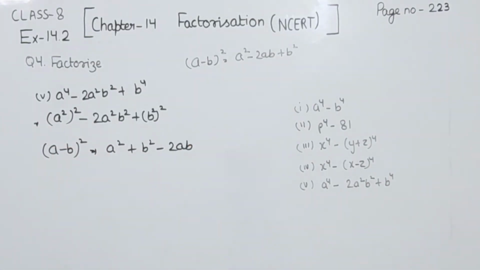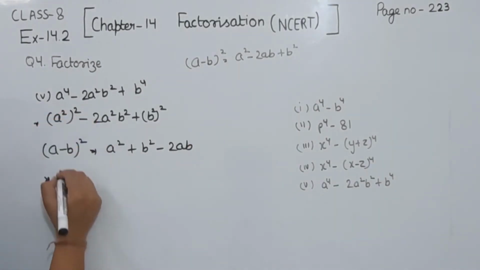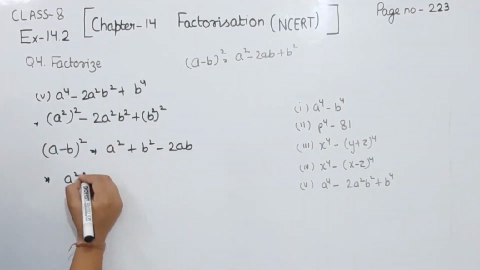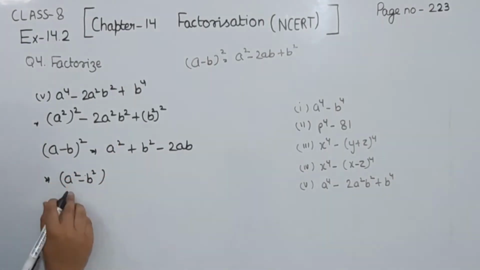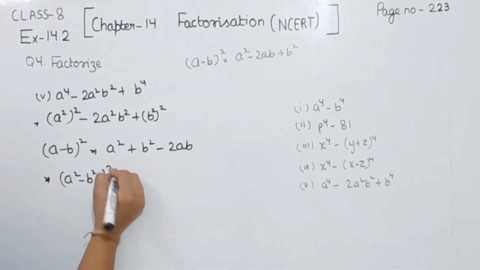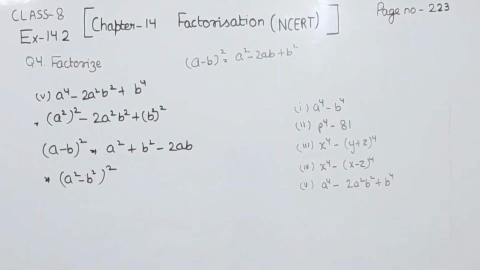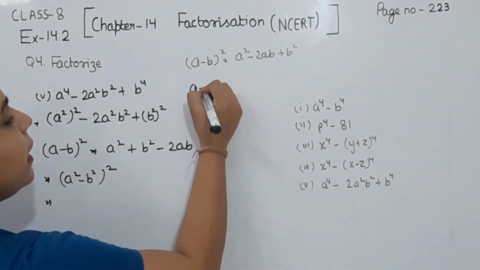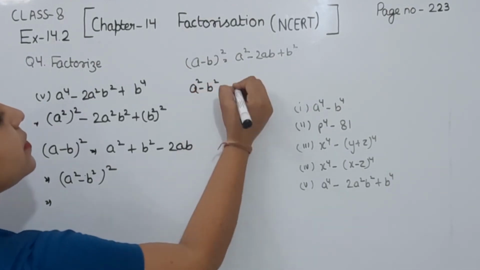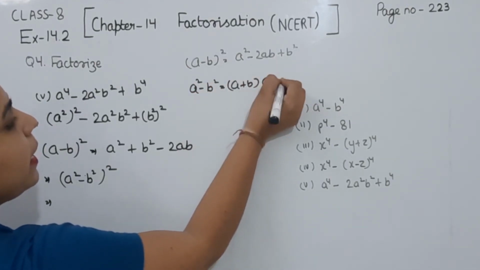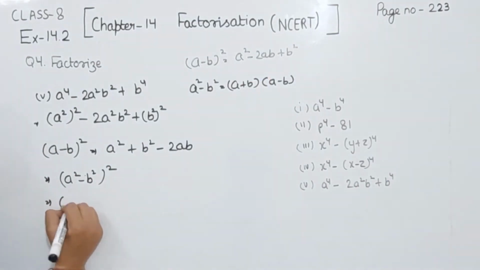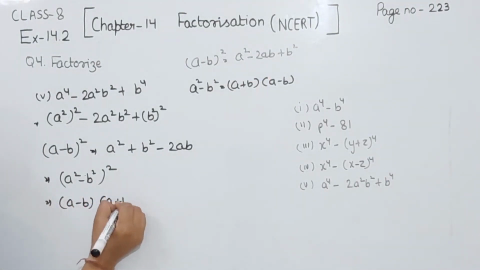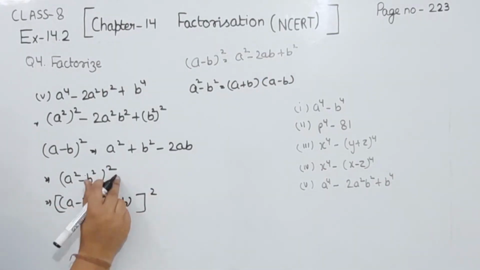So I am going to write this whole term as representing a and this whole term as representing b. So this one is a minus b and this one is the square. Now we know that a square minus b square is equal to a plus b and a minus b. So I'm going to write this as a minus b and a plus b, and the whole power is 2. So this is part 5.